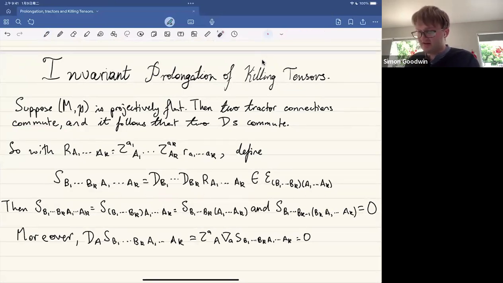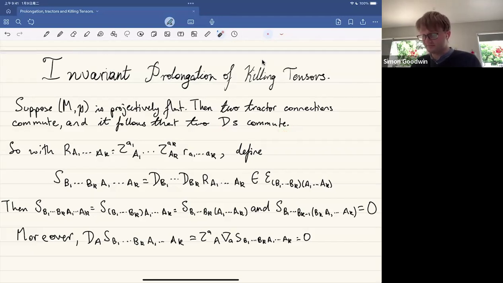And I'm going to stick in this case to when we're projectively flat. There is a story of this outside of projectively flat. It's a lot more complicated, and I'll touch on it briefly. But projectively flat makes things a lot easier to understand. And so because projectively flat means that our tractor curvature is 0, if we have two tractor connections, they commute, and it's fairly immediate to show that these two D operators also commute.